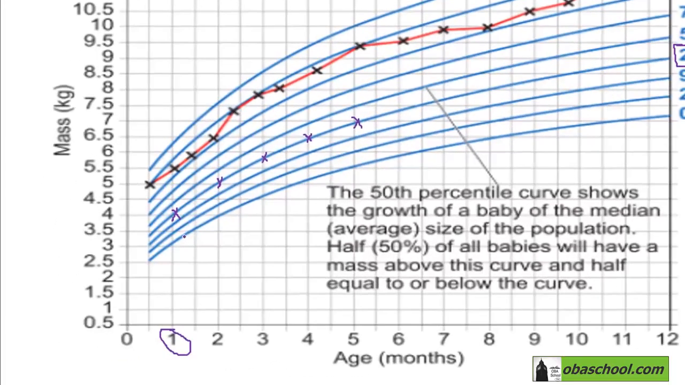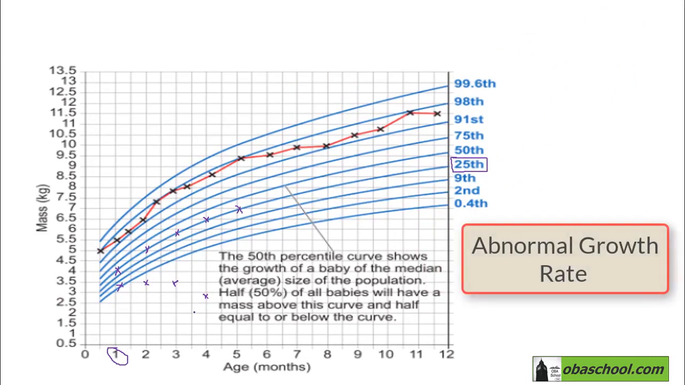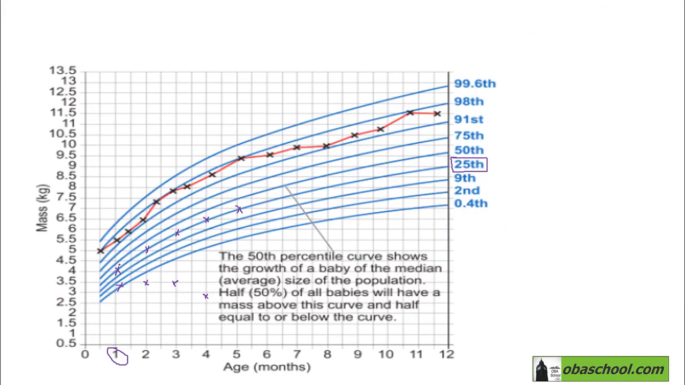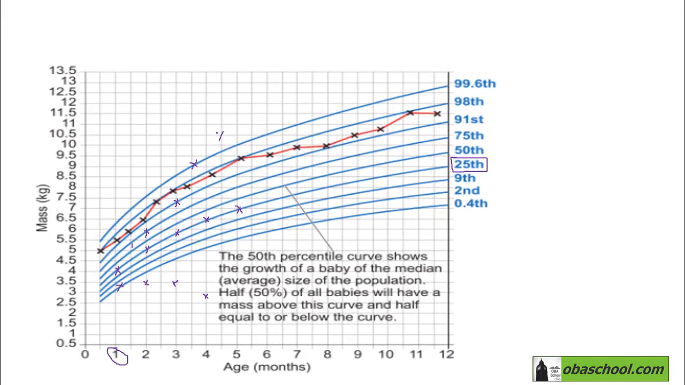But if the baby started here, let's say, and suddenly started to shift outside the normal range, this is considered abnormal. Or if the baby started, let's say, on the 4th band, which is the 25th, and suddenly started to cross over onto different bands and fluctuate outside the normal range, this is also considered abnormal.